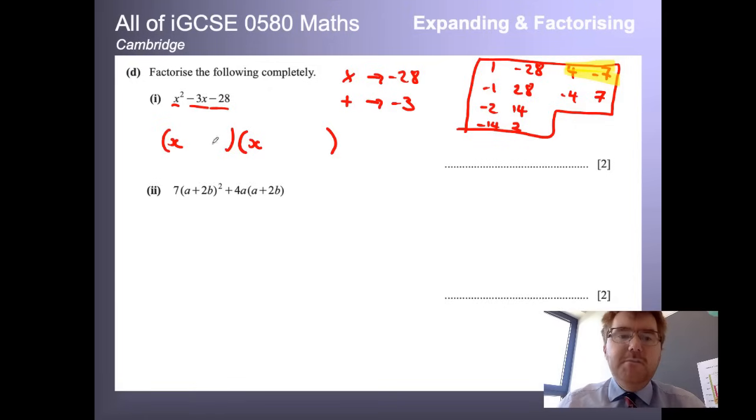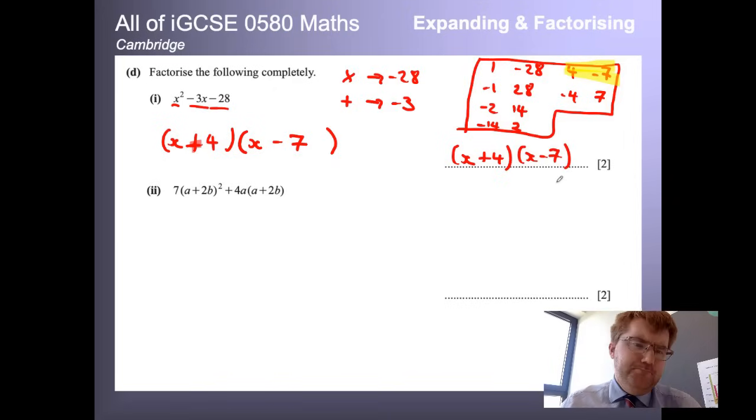Once we do, you can put it into your bracket in any order. You think at some point I'd learn not to use the highlight, so we get plus 4 minus 7. Okay, so we get x plus 4 and x minus 7. So we pop that answer in like so. And question 2 is a little twist on the previous question that we saw.